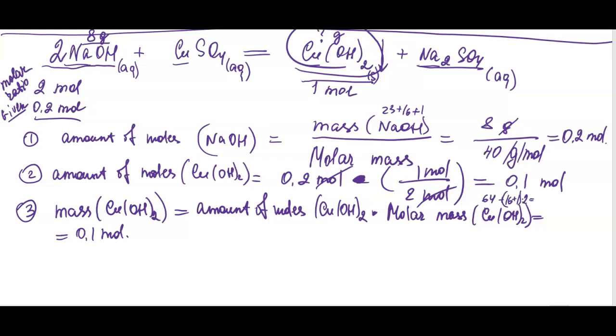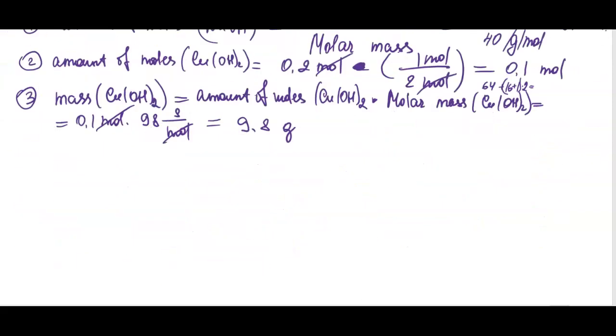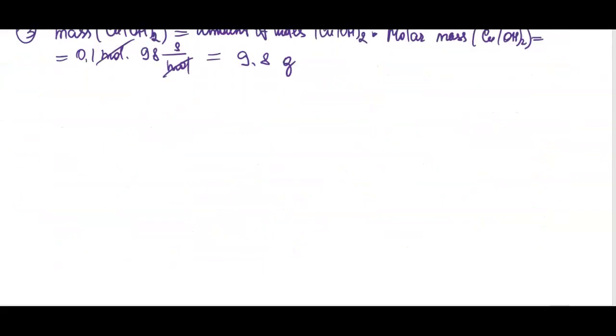So when we calculate, we will have 64 plus 34, it will be 98, multiplied by 98 gram per mole. So moles are cancelled, and we have 9.8 grams. And this is the mass of copper hydroxide which we have. Okay, let's do something else.